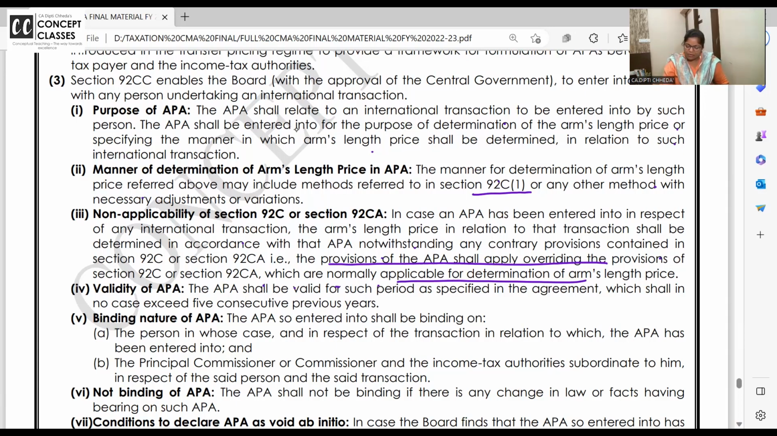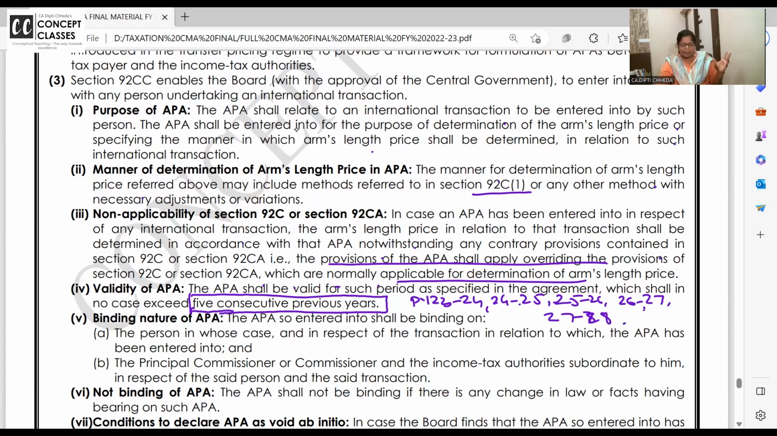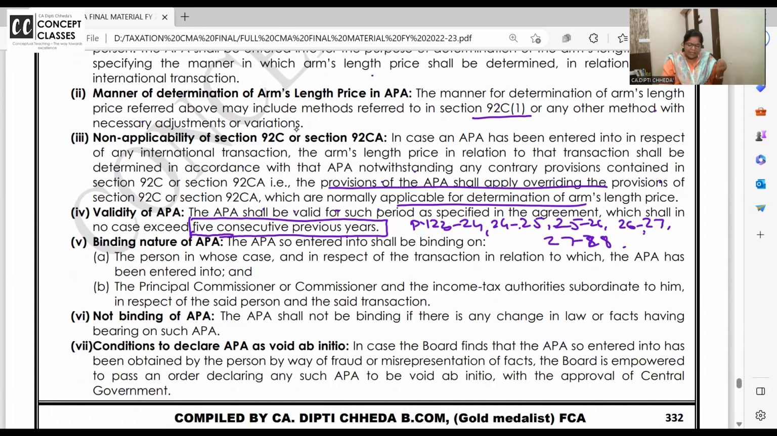An advance pricing agreement will be valid for a specified period and in no case should it exceed 5 consecutive years. Starting from previous year 23-24. It is now June, so we cannot apply for this year. 23-24, 24-25, 25-26, 26-27, 27-28. Write down. I want you to write. Maximum you can apply for an APA for 5 years and it is binding on the transactions in relation to which you have obtained the APA, and on the commissioner, principal commissioner, income tax authorities and all. See, we asked you and followed this method. Now you also abide, we also abide. Even commissioners later cannot change.